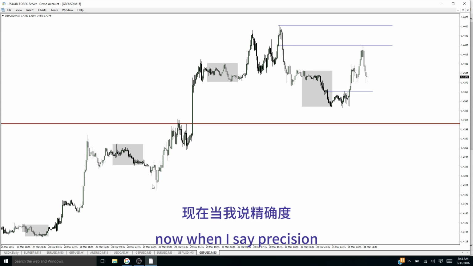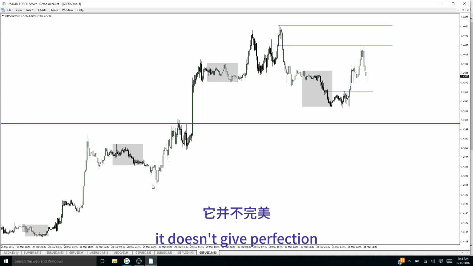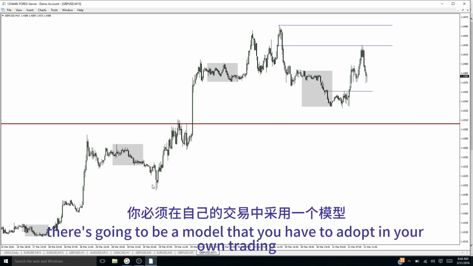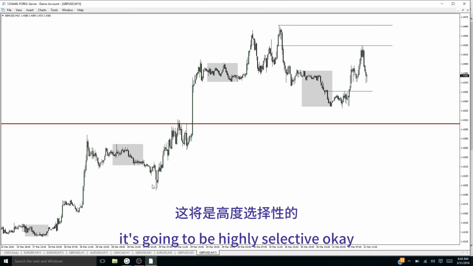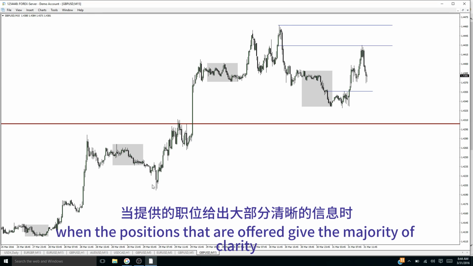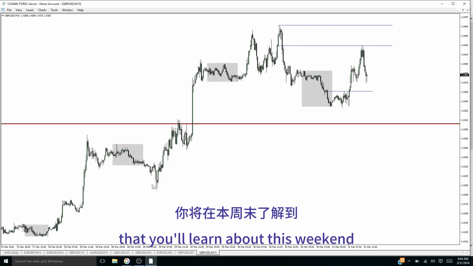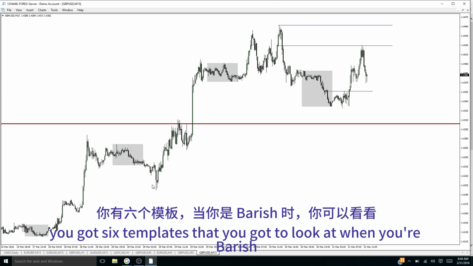Now, when I say precision, the last time I checked, precision doesn't equate to perfection. It doesn't give perfection. There's going to be a model that you have to adopt in your own trading. When you're going to be able to take these trades is going to be highly selective. I don't trade every single day, only when the positions offered give the majority of clarity that you'll learn about this weekend with the 6 templates. You get 6 templates that you have to follow when you're bullish, and 6 templates that you have to look at when you're bearish.